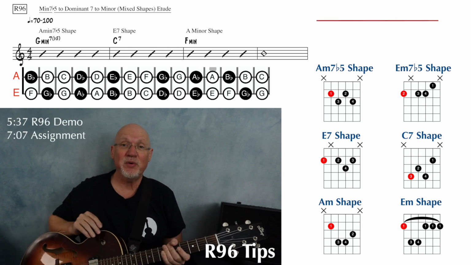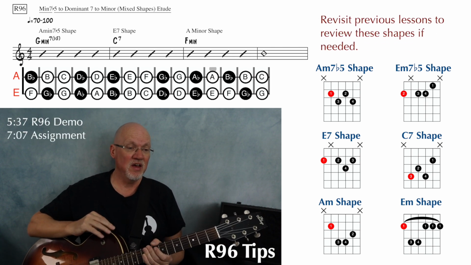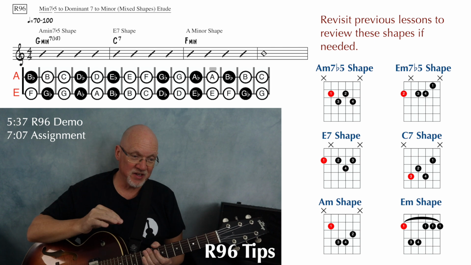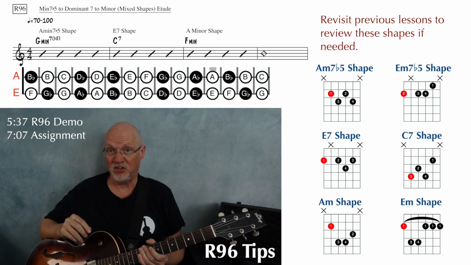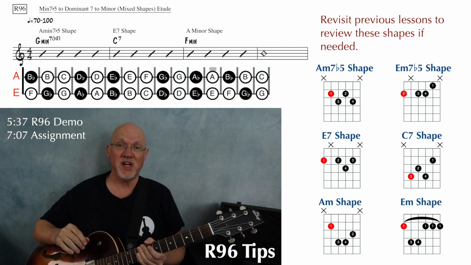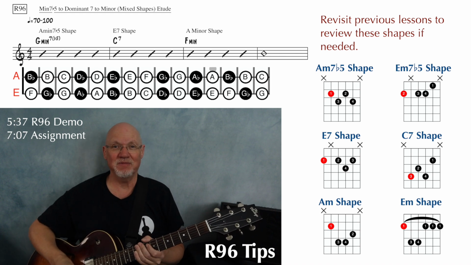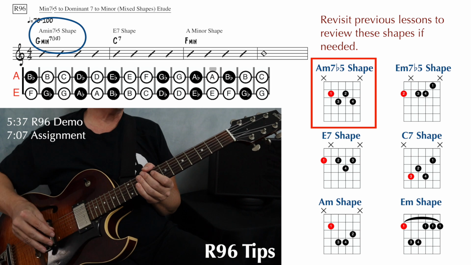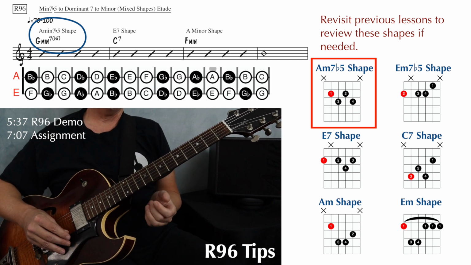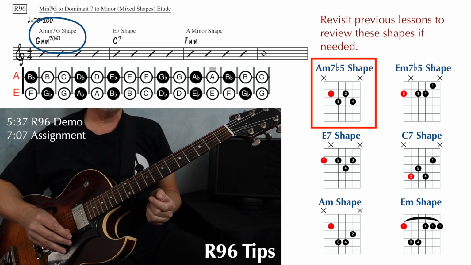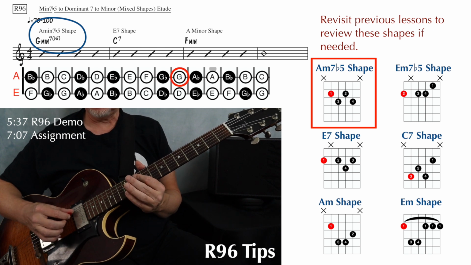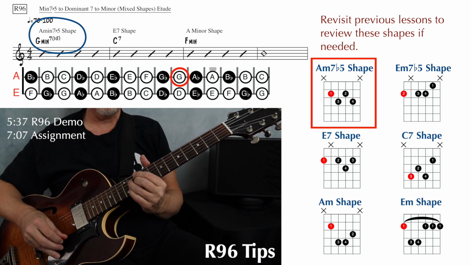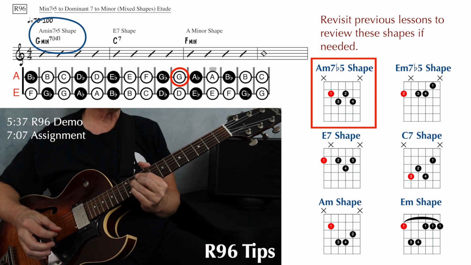On page 73, we have number R96, this minor 7 flat 5 to dominant 7 to minor etude. This is going to mix up all sorts of shapes. We'll just talk through those shapes as we go. We begin with the G minor 7 flat 5 using our new A minor 7 flat 5 shape. That one has a root note on the 5th string, so we need to find a G on the 5th string. That's going to be up at the 10th fret, and we play the shape.